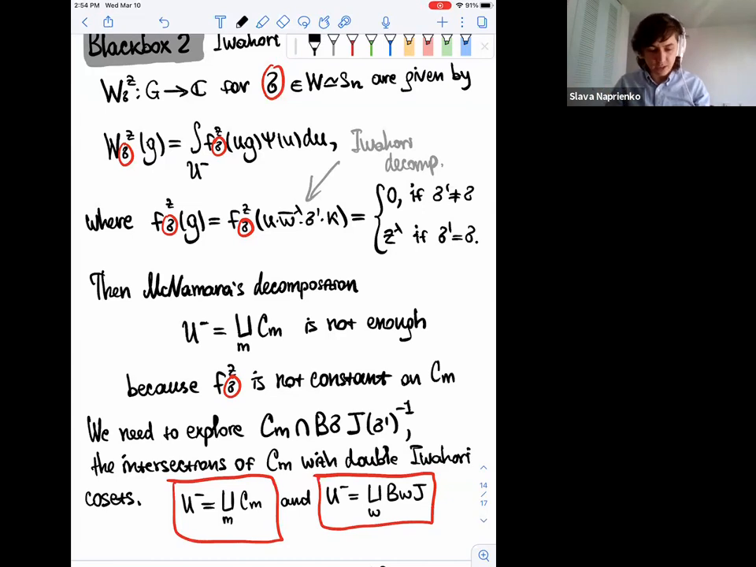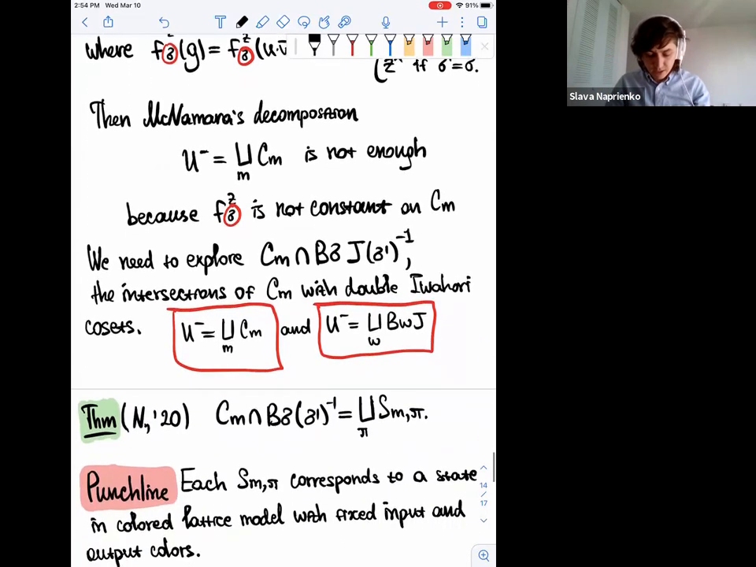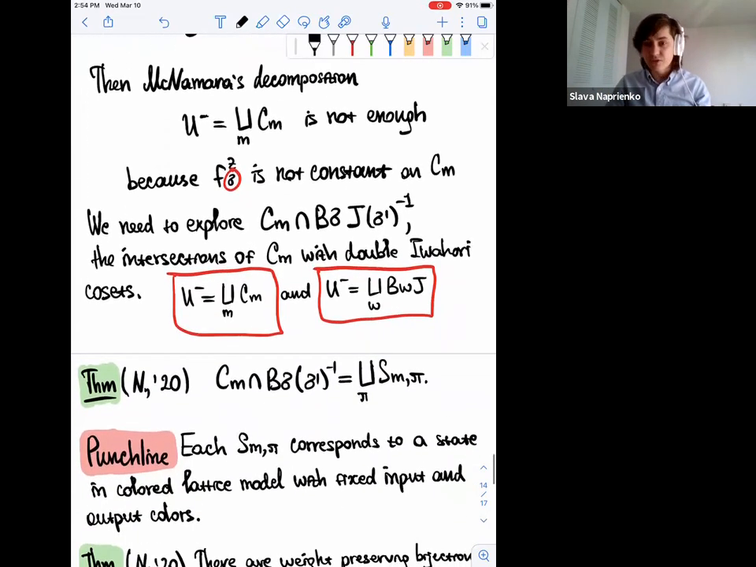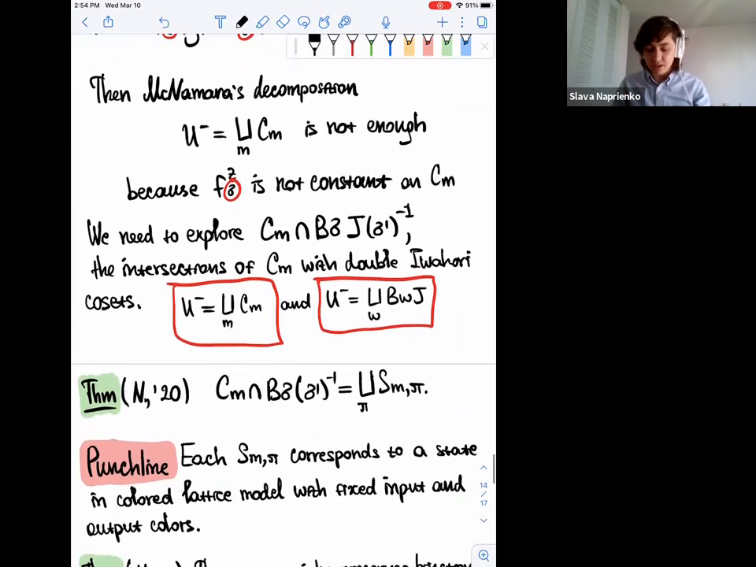And I go to the very last slide with my results. So first, I describe these intersections explicitly. And the punchline is that each of these subcells, I call them subcells, corresponds to a state in the colored lattice model. And its weight, the integral over this subset, is exactly the weight of the state. So again, the same as before, it again works.